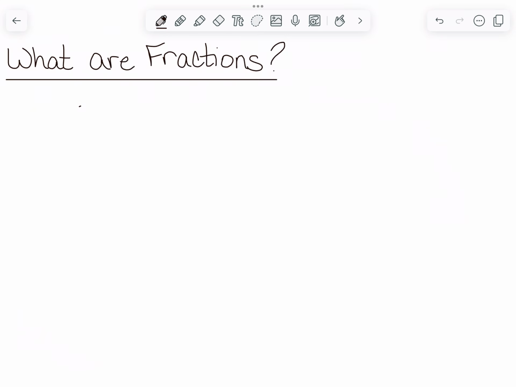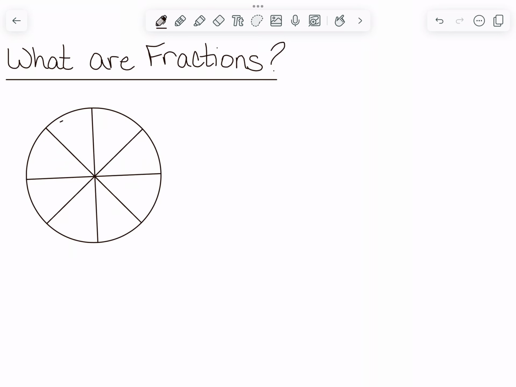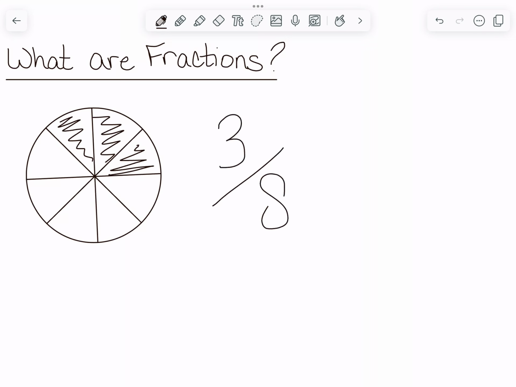Let's look at an example. Let's suppose we have a pizza, and let's suppose we cut that pizza into 8 equal slices. We then suppose we eat 3 of them. So I'll go ahead and shade 3 of them to represent how many pieces we have eaten. So we've eaten 3 out of 8 slices, or 3/8. 3 is how many parts we have eaten, and 8 tells us how many equal parts made up the full pizza. That's all a fraction is.